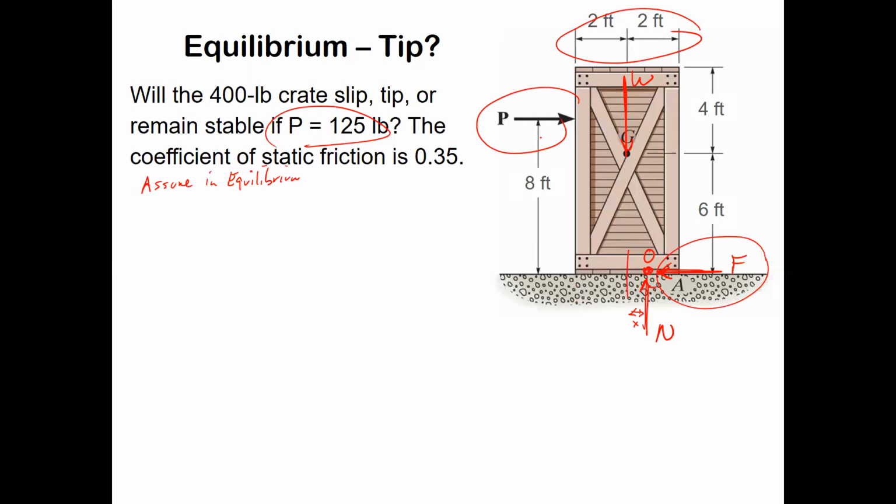So if it's in equilibrium, though, we know that the sum of the Fx's has to equal 0. So therefore, F is going to equal P, or 125 pounds. The sum of the Y forces equals 0, which means that the normal force is going to equal the weight, which is going to be 400 pounds.